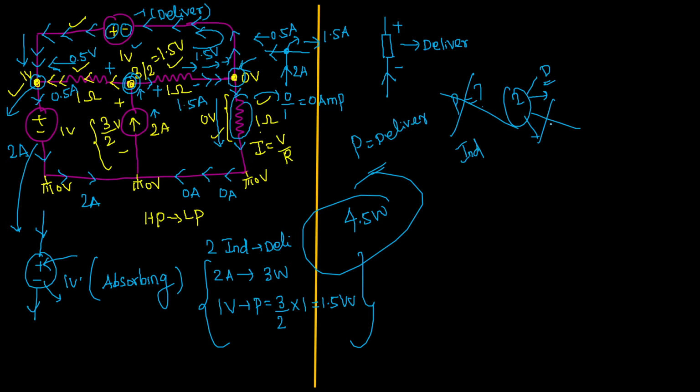So definitely, whenever you observe more than one independent source, it is very important to cross check which one is delivering the power and which are absorbing the power. Okay, I hope now you got the clear idea.